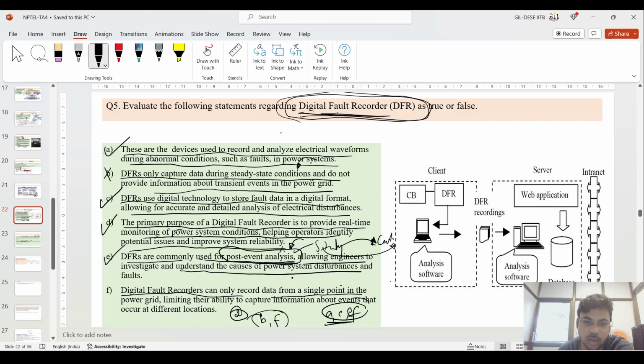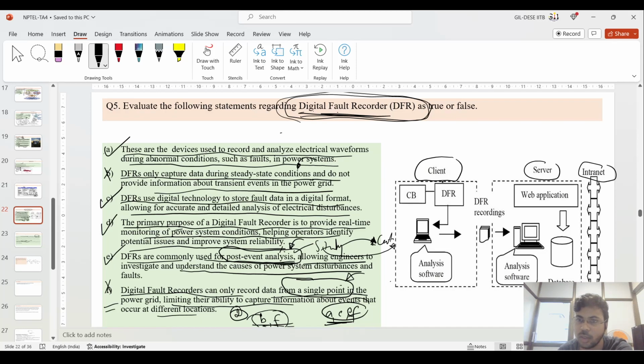Coming to the F part, digital fault locators can only record data from a specific point in the power grid. That is false, because if the fault locator is there, it should measure other locations also. That is not a single point, not a single node, limiting their capability to capture different locations. That is false. So B and F are false. That is the correct answer.